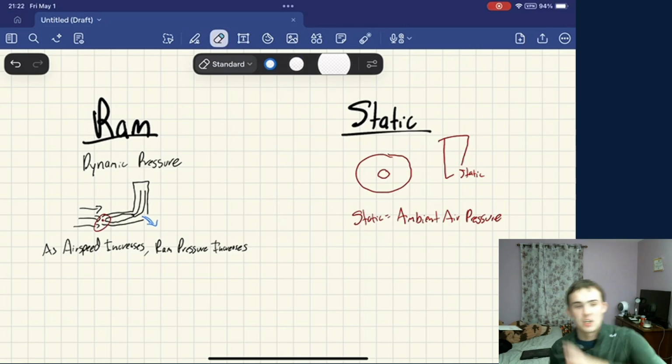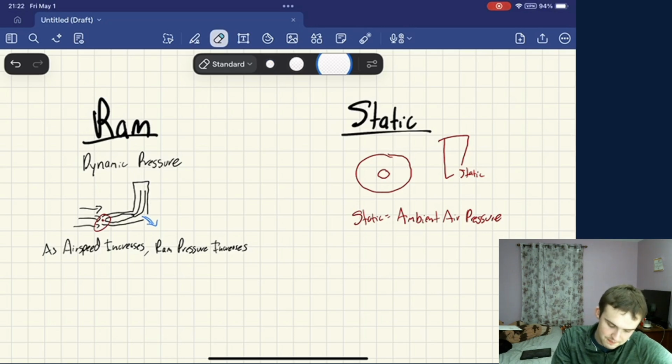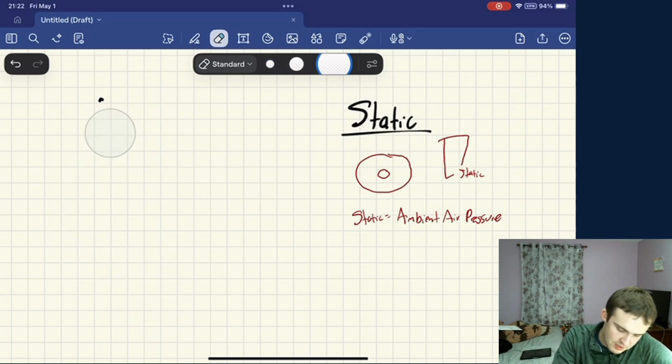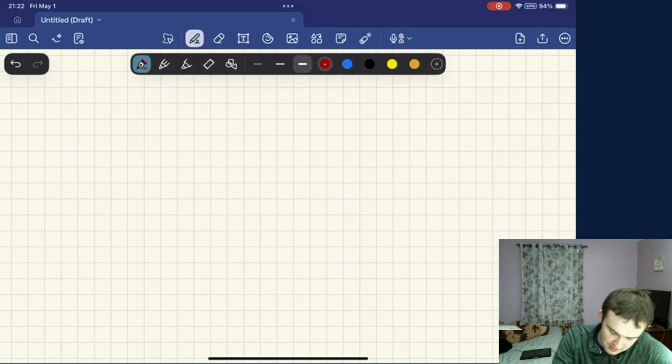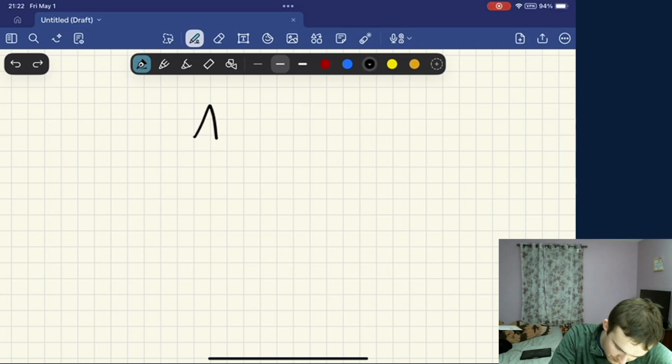So what we're going to do now is shift gears, and we're going to transition into each of the three instruments of the pitot static system. And we're going to start with a discussion on the airspeed indicator. Airspeed indicator.